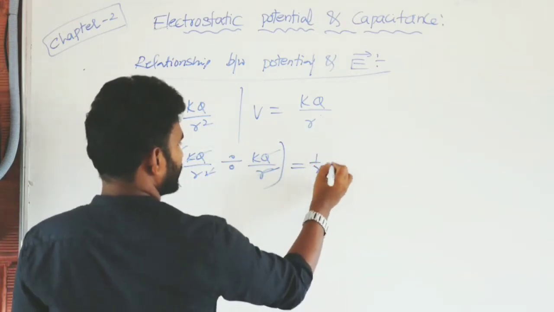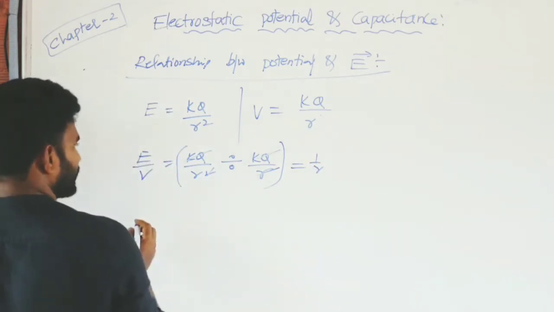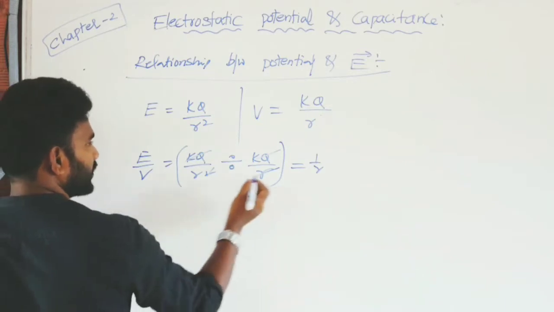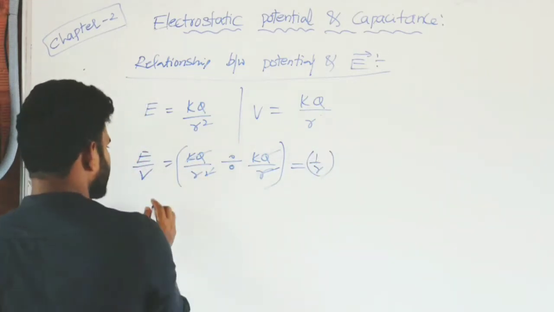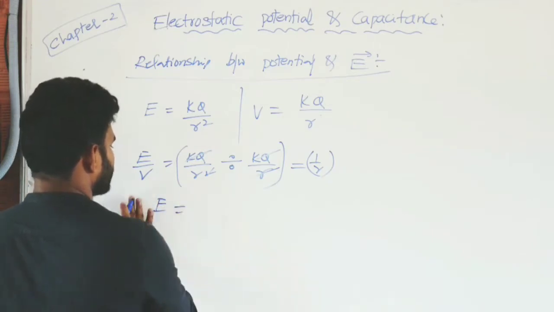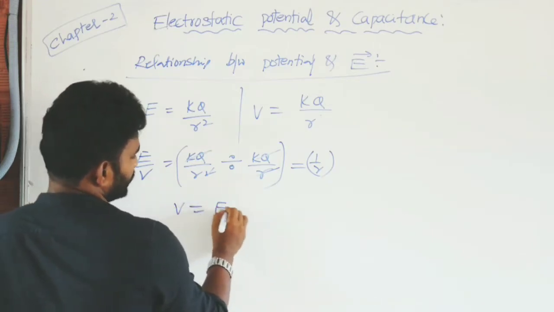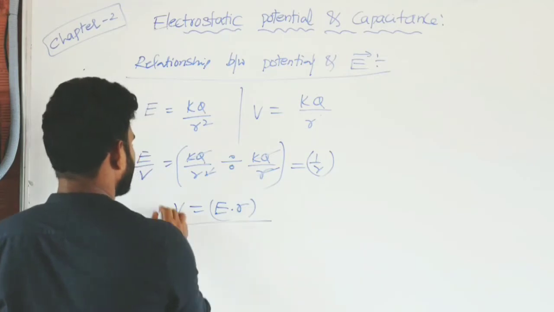So 1 by r you will be getting. If I cross multiply this, then definitely 1 by r. You do the division process, definitely you can understand. So E is equal to V by r, or else V is equal to E into r you will be getting.